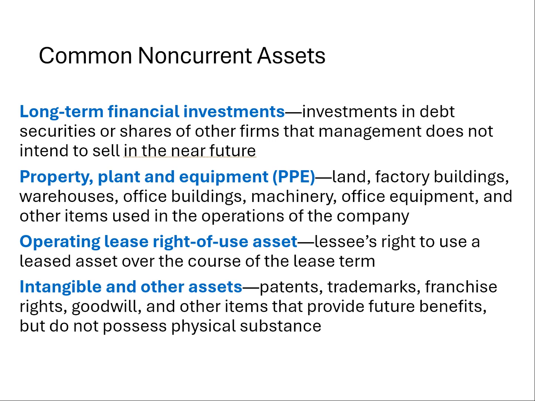So what are the common non-current assets? We have long-term financial investments. Those are investments that you do not intend to sell in the near future. And next we have a very important one, the property, plant, and equipment, or PPE assets. Those are long-term assets such as land, buildings, right, machines that you're going to use in operations. For sure they will be used for many, many years.